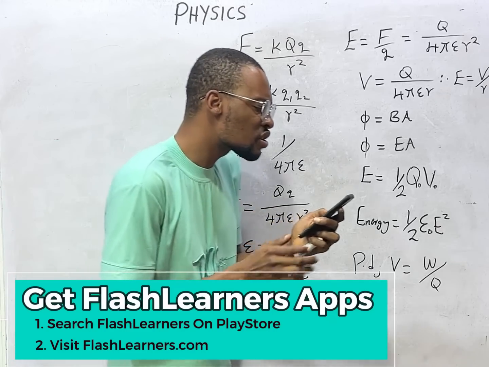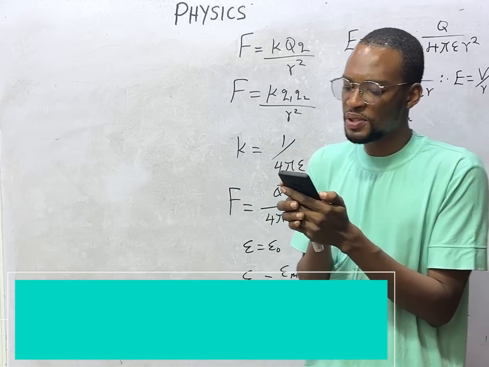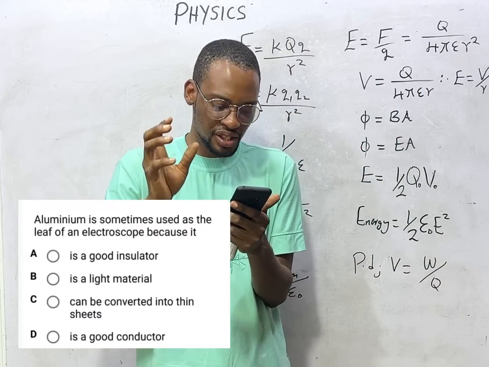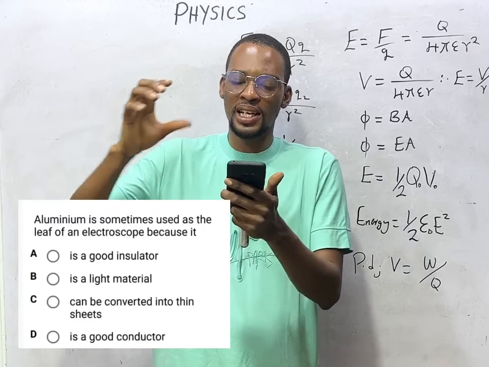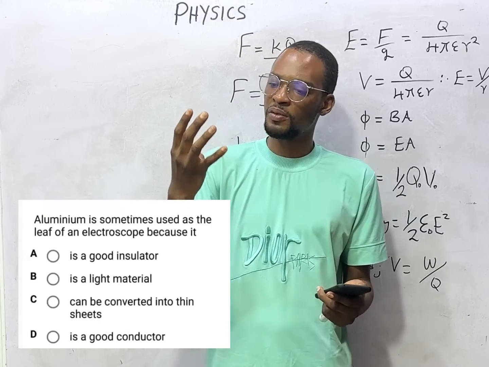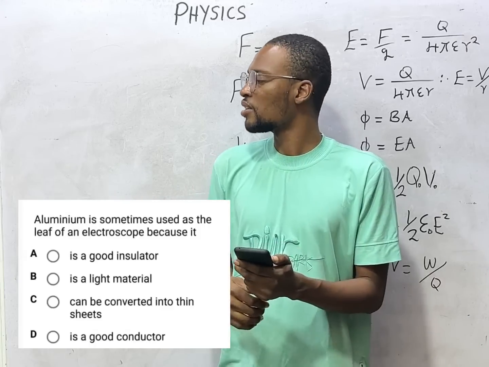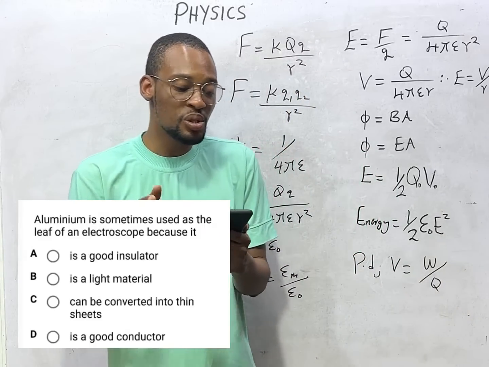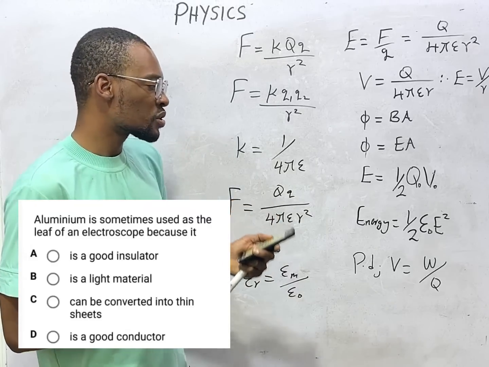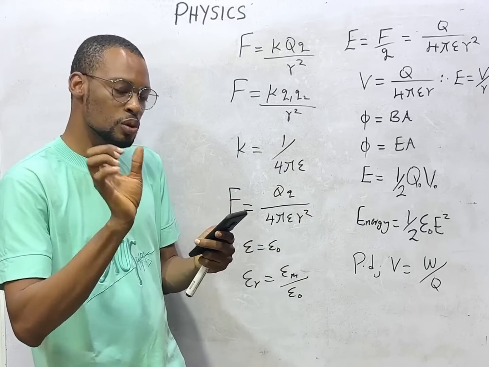Aluminium is sometimes used as the leaf of an electroscope simply because it can be converted into thin sheet, and the thin sheet can easily diverge. It is sensitive, it can diverge. Aluminium can be converted into thin sheet and it can diverge easily. That is why it is sometimes used as the leaf of an electroscope. We also have the gold leaf electroscope, which means you are using gold.